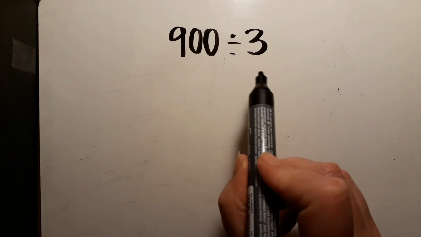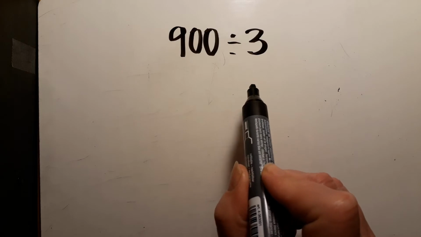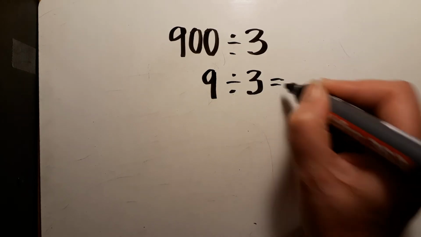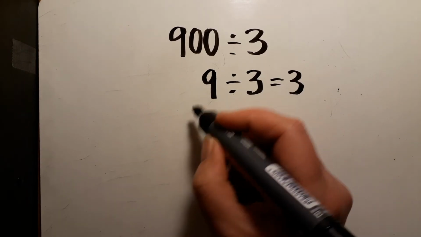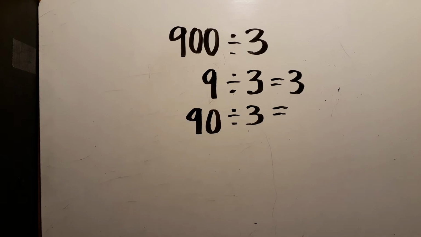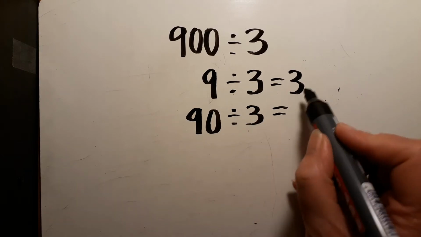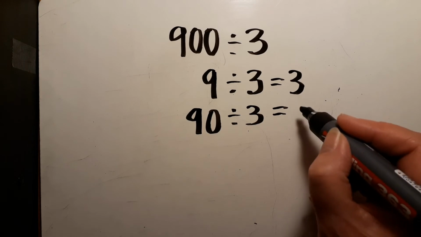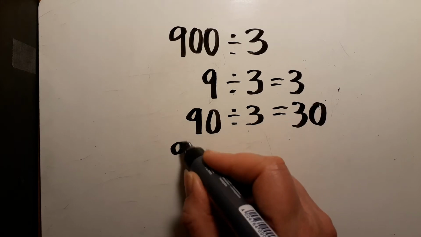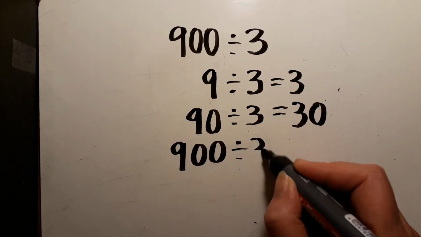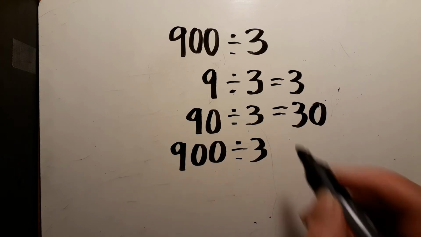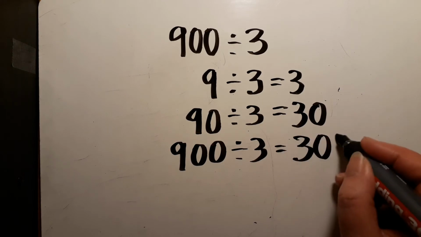If we look at another quick example, 900 divided by 3, I'm going to use my understanding of 9 divided by 3, which is 3. So 90 divided by 3, our 3 moves up one place value into the tens, so is 30. And 900 divided by 3, I'm still doing 9 divided by 3, but I'm moving it up 2 place values. Okay, so I get 300.